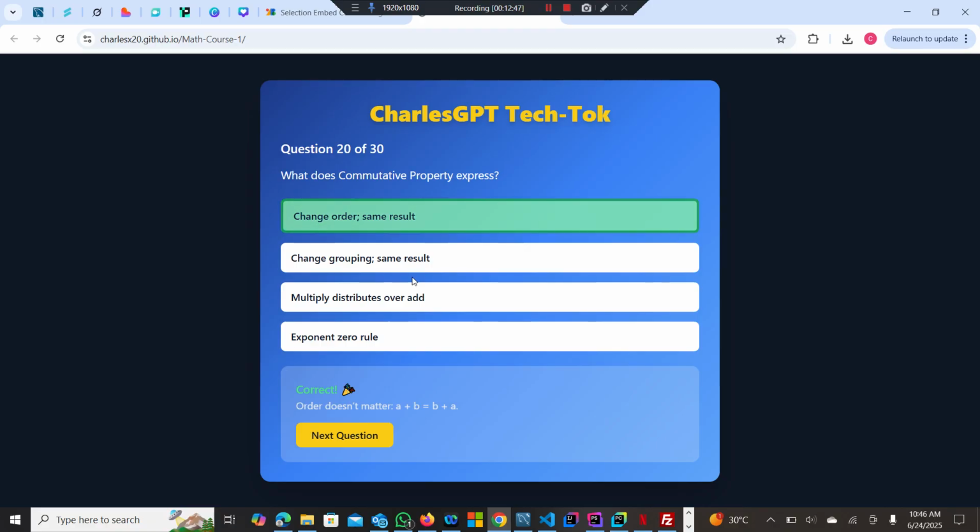Change order, same results. The commutative property is just an expression that shows that a plus b will still equal b plus a, and the order doesn't matter. You can see a brief explanation here under it. I tried my best to make brief explanations for each, because if I made them too long, it might crash my program. So I made them a little short and quite understandable. Even if you do 3 plus 2, it will still equal 2 plus 3, they still give you 5.